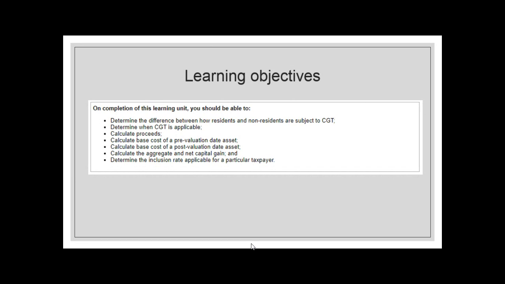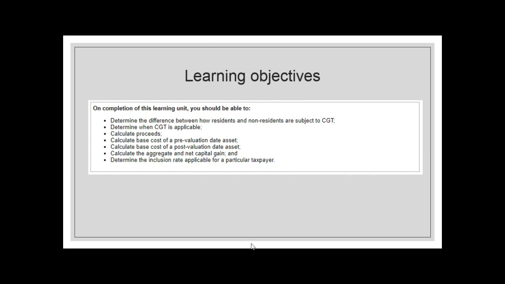And then they say you need to be able to determine your capital gains tax that is applicable, calculate the proceeds, then the base cost of pre-valuation date asset. So that is an asset I've acquired prior to 1 October 2001. Now they've made it easier for you guys. They will give you the market value and they will give you the time apportionment based cost amount. You do not have to calculate those two.